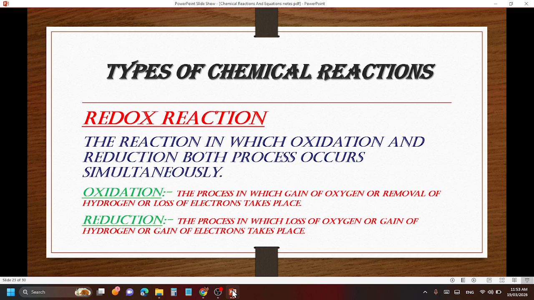Simple. Don't need to beat your head or go around the bush. Gain of oxygen, removal of hydrogen. If any one of these two things happens, then it is oxidation. Reduction is the opposite: loss of oxygen, gain of hydrogen. Oxidation, gain of oxygen, loss of hydrogen. Reduction, loss of oxygen, gain of hydrogen. And when both oxidation and reduction processes occur simultaneously, it is called a redox reaction.